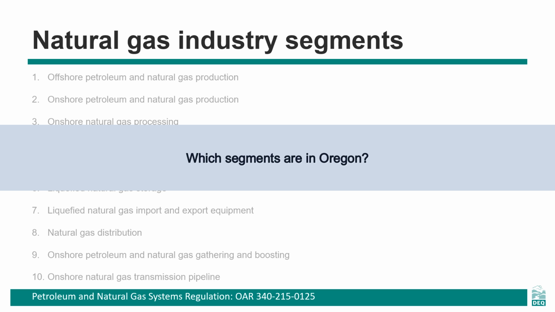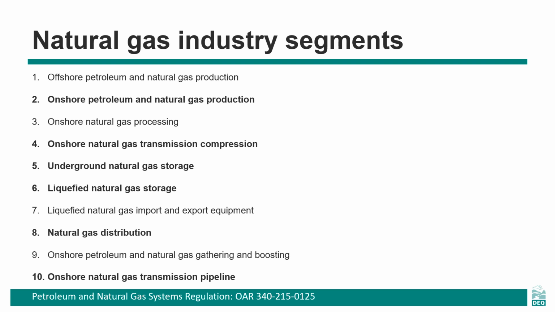Given these reporting requirements and thresholds, let's look back at the industry segments and see which segments DEQ receives greenhouse gas reporting in Oregon for, and which of these emissions will require verification. Which of the listed segments are actually present in Oregon? Only about half of these segments are present within the state, and the emissions are small for many of them and do not meet the threshold for reporting those segments.